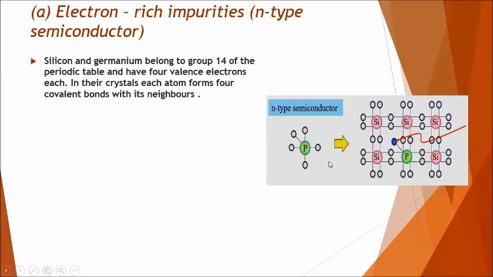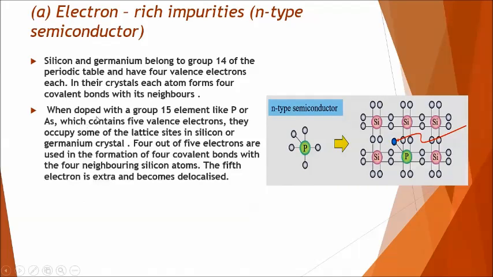Now if we introduce an impurity, the process is said to be doping, and it should increase the conductivity also. So when these 14th group elements are doped with a 15th group element like phosphorus or arsenic, which has 5 valence electrons, they occupy the lattice sites in silicon or germanium.